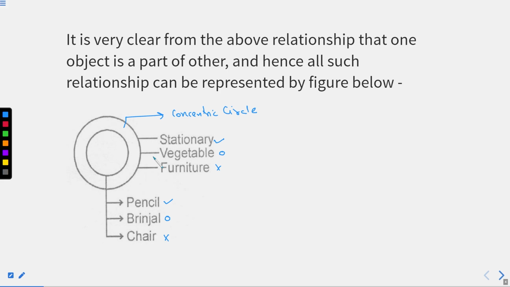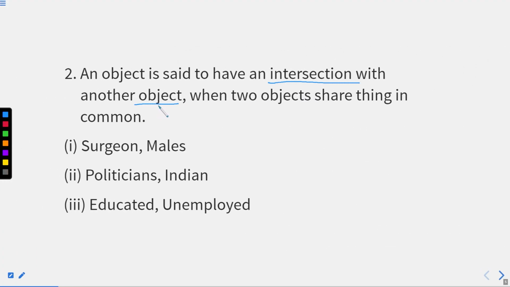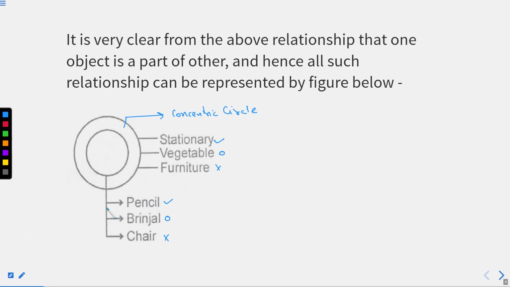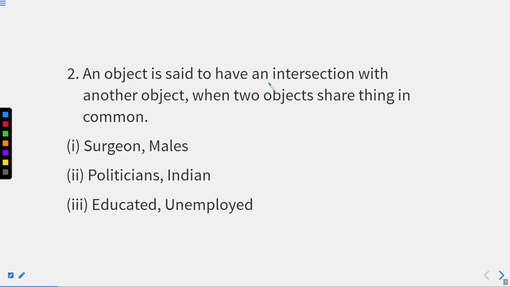Now we are going to read the second case, right? The second case says that an object is said to have an intersection when there are only a few things in common with the other object. Like initially we read about everything in common, that is, pencil lies completely in stationery itself. Here we see an intersection with another object. When two objects share things in common, it means there are two different things we are talking about, but there are very few things in common between them, right?